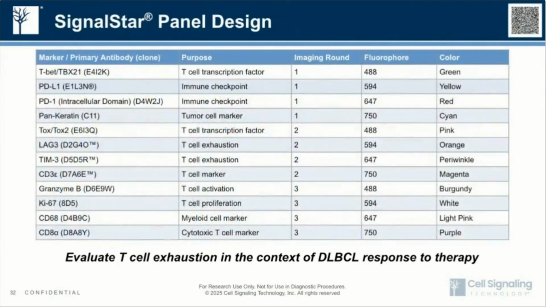For this panel, again, as I mentioned earlier, SignalStar can be expanded beyond its traditional fully validated 8-plex into a larger panel. And so for this one, we went forward with a 12-plex that was performed in 3 rounds of imaging. So in order to do this, all of the antibodies are again added at once. All 12 antibodies are added in the first step, fixed to the tissue.